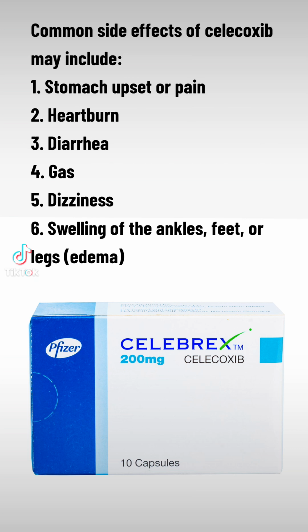Common side effects of celecoxib may include: 1. Stomach upset or pain, 2. Heartburn, 3. Diarrhea, 4. Gas, 5. Dizziness, 6. Swelling of the ankles, feet, or legs (edema).